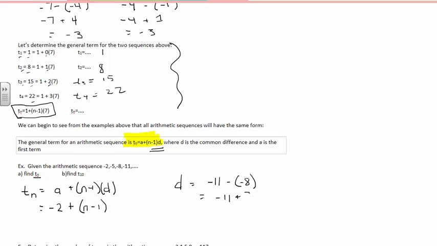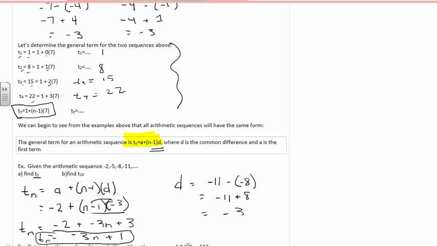Here we have negative 11 plus 8, which equals negative 3. So we're decreasing by 3 in this pattern. So here, the d is negative 3. We can clean this up just to simplify it a little bit more. Our general term is equal to negative 2 plus negative 3n plus 3. I just did distributive property, and now I'm gathering like terms. So negative 3n plus 1 is our general term for this pattern.